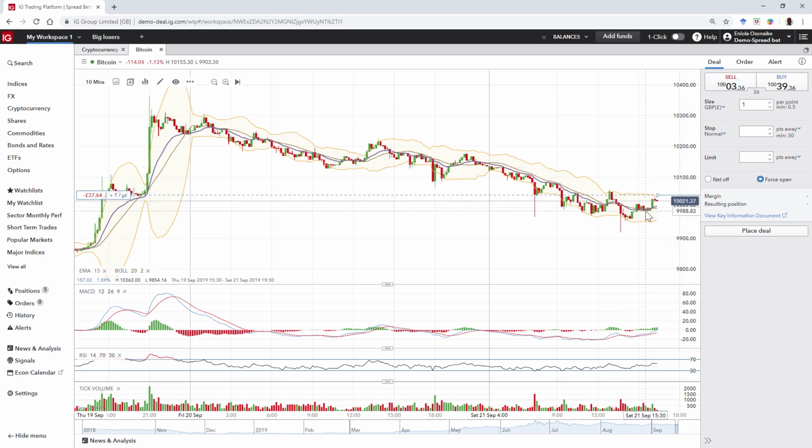Whenever you take a long position or a short position, you have to take into consideration the spread, because even though the current price is this, the buy would, in this case, be 18 pips above that, and the sell would be 18 pips below that, and that's what gives you the 36 pip spread.